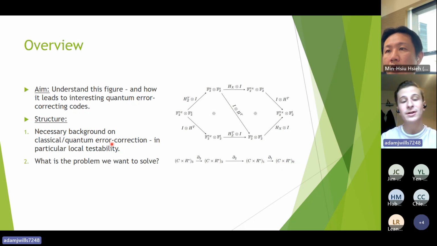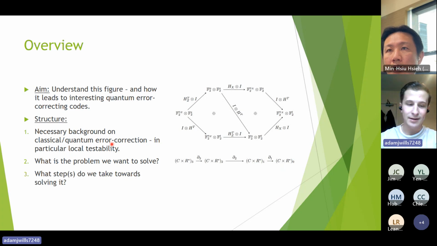And along the way, I'm also going to tell you the problem that we and many other researchers want to solve in a broad sense, and that's the qLTC conjecture. I'll tell you the steps that we take towards solving that, or perhaps more accurately, the problems that we solve in that general area. So: background, the problem we want to solve, and what do we do about it?